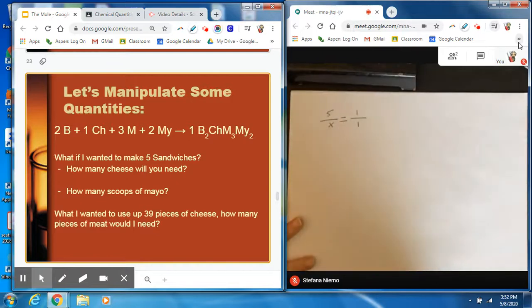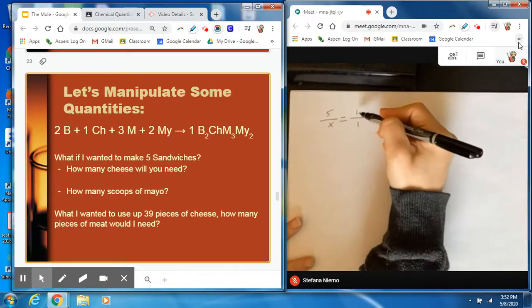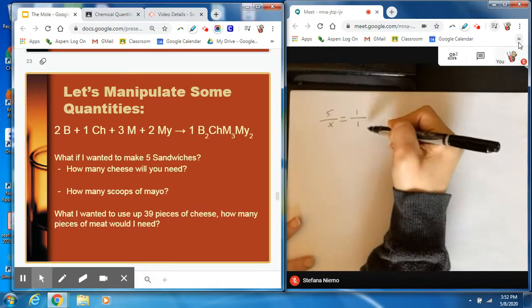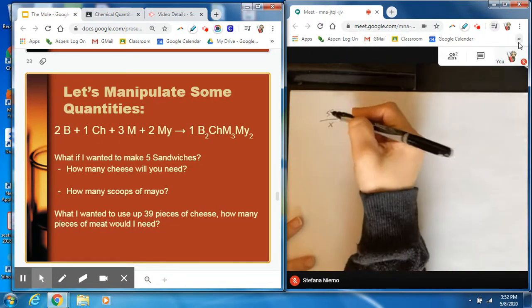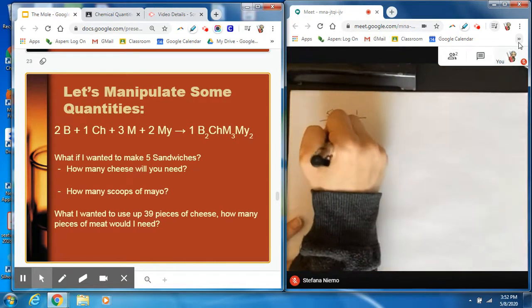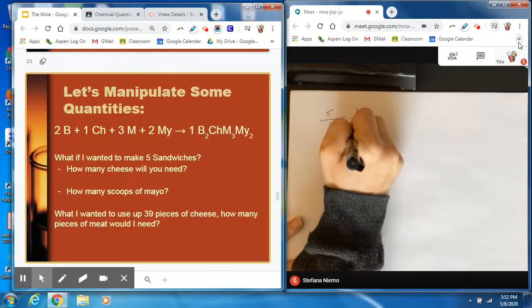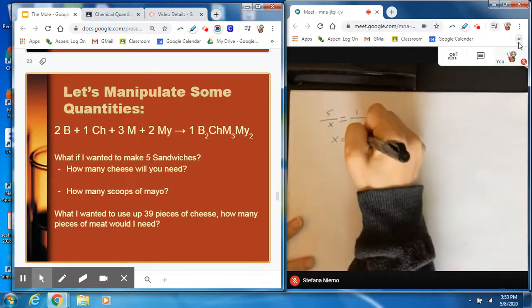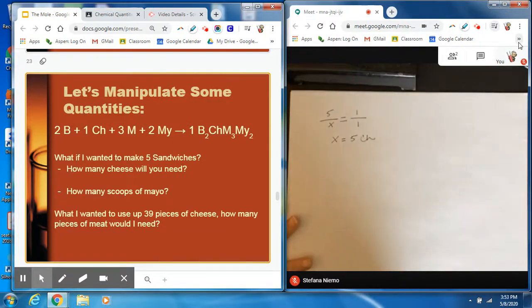So some of you could probably answer this question in your head, knowing that the relationship between sandwiches and cheese is 1 to 1. If I wanted to make 5 sandwiches, how much cheese would I need? It's pretty easy to realize that x equals 5 in that case, and we would need 5 pieces of cheese. But they're not always that simple, okay?